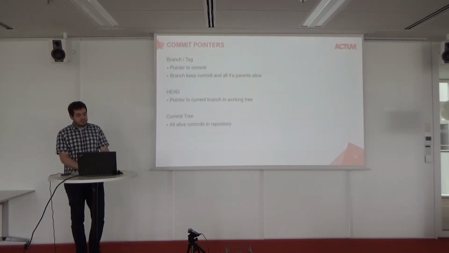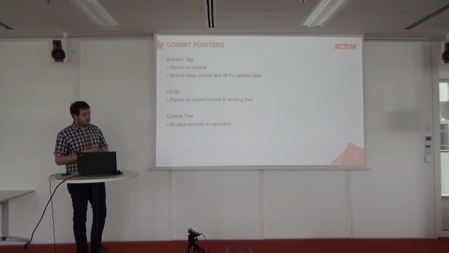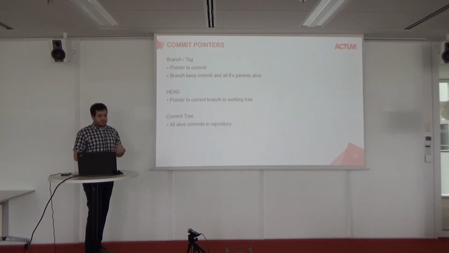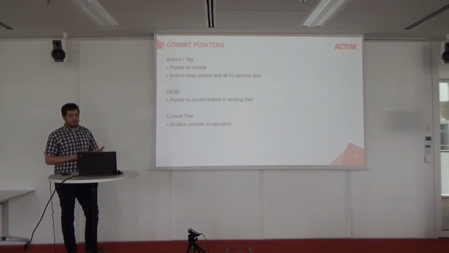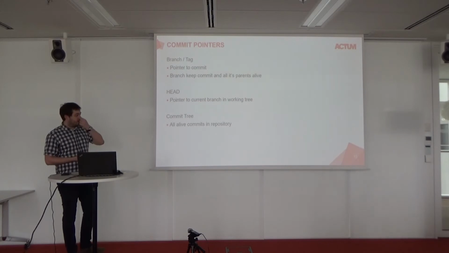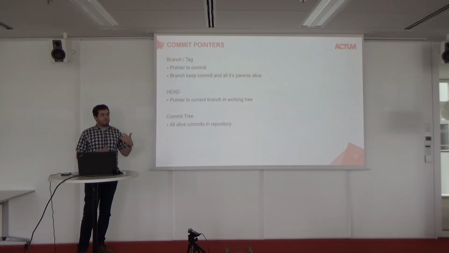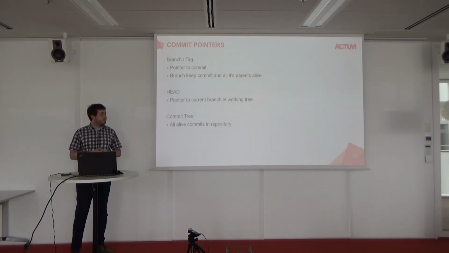Okay, I will talk about the commit tree, which is basically all commits in your repository that have some branch that keeps them alive. That's quite important because, for example, in Git, if you want to remove the last commit you created, it's not like the commit is somehow deleted. Just the pointer is moved one commit down, and because the old commit doesn't have any branches that point to it, it will be collected by garbage collection in Git sooner or later.